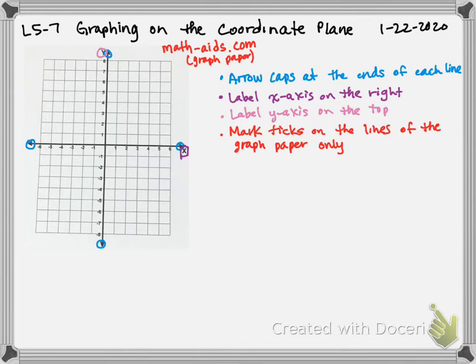Okay, so graph paper spaces things out equally, and that's what we want when we graph, is to have things equally spaced out. So if I use graph paper and then I make little lines in between the lines of the graph paper, then I've lost all my accuracy. Okay, so mark ticks on the lines of the graph paper only. So this is what I'm talking about right there. Boom, boom, boom. So I'm not going to make marks in between the lines. I'm making them right on the lines of the graph paper.